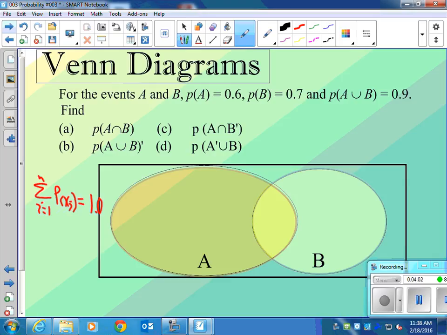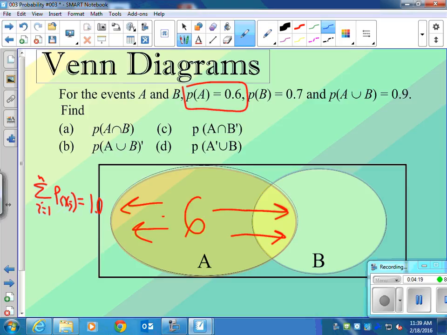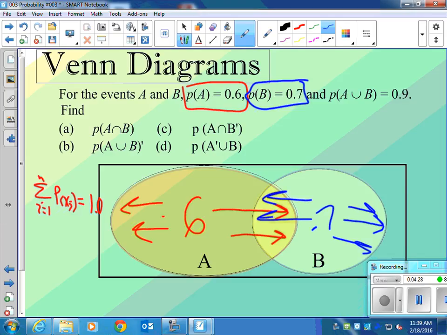And then we're going to take a look at this one, and it says for the events A and B, the probability of A is 0.6. So if I put a 0.6 in here, I'm talking about all of this here is 0.6. And if I say the probability of B is 0.7, I'm saying all of this is 0.7. Well, what's the problem with this? What's the problem with that? 0.6 and 0.7.